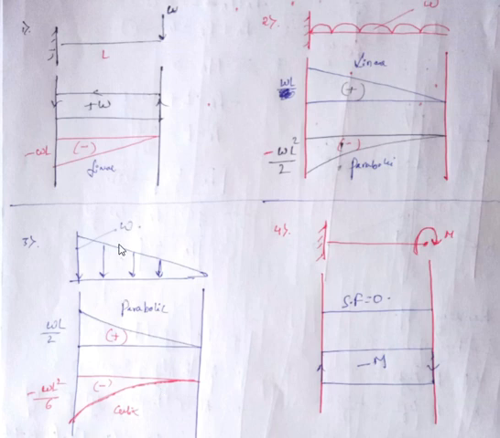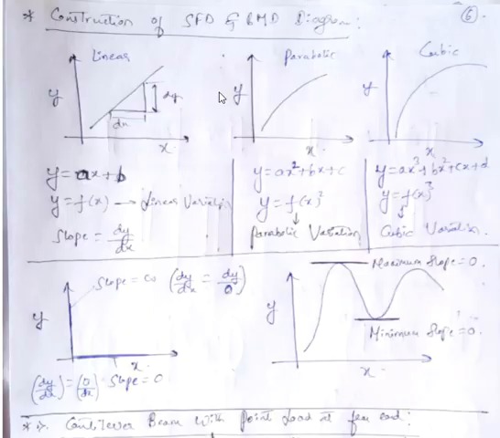So how to decide whether the curve should be linear or parabolic or cubic? For that we need to understand some basic concepts. First we will look at those basic concepts and then we'll move on to how to plot the shear force diagram and bending moment diagram. Okay, what are the concepts on which we are going to decide whether the curve will be linear or parabolic or cubic? To understand that, first consider this graph.